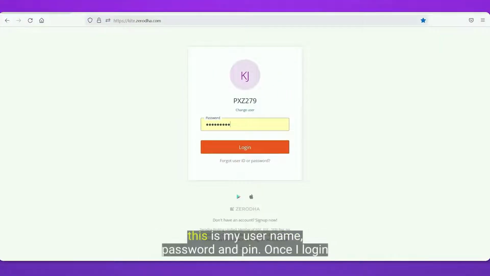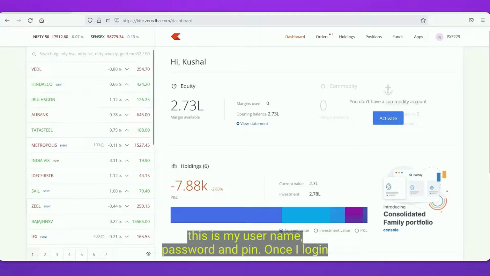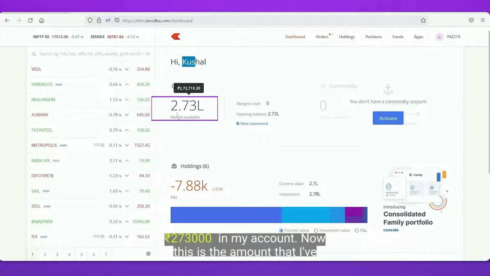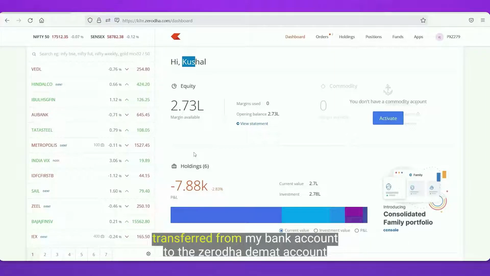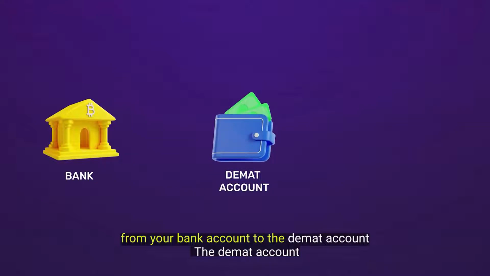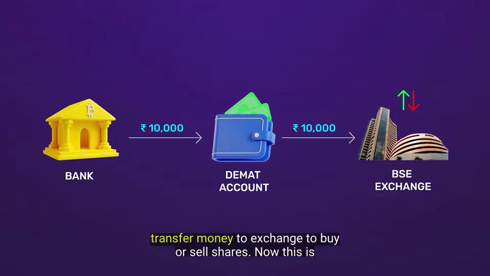So this is my Zerodha account, this is my username, password and a PIN. Once I log in, you'll see my name is visible here and I have approximately 2,73,000 rupees in my account. Now this is the amount that I have transferred from my bank account to the Zerodha Demat account. So when you want to purchase shares, you need to transfer funds from your bank account to the Demat account. The Demat account will act as a wallet, and from this wallet you will be able to transfer money to the exchange to buy or sell shares.